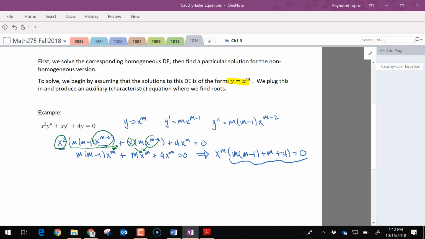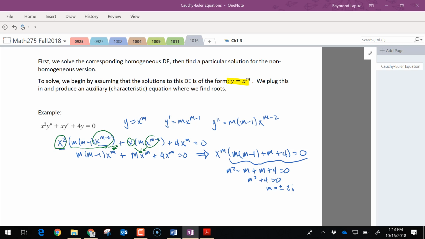We have m squared minus m plus 4 equals 0. We got m squared plus 4 equals 0. So m is equal to plus and minus 2i. So I got complex numbers. Probably not a good example to start with, but so how are we going to deal with this?